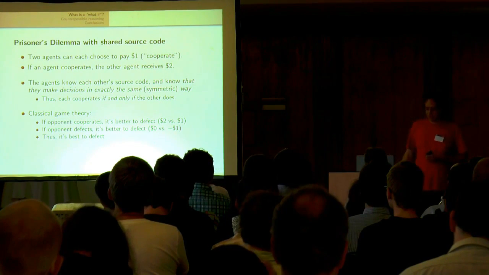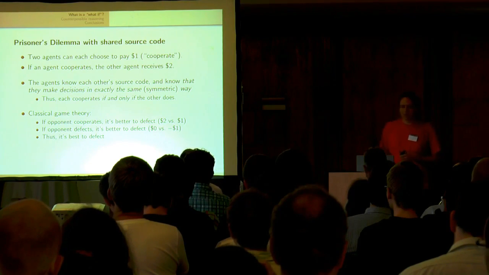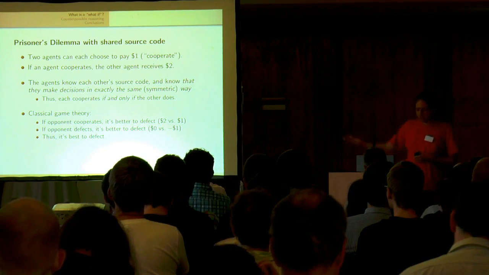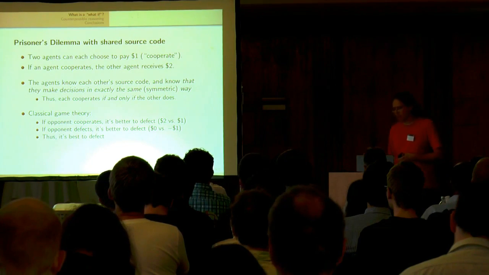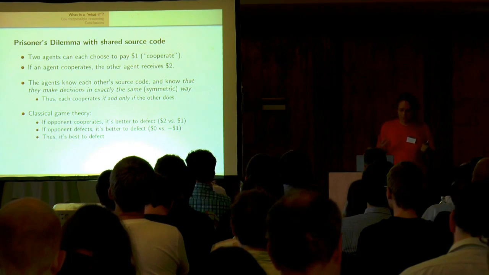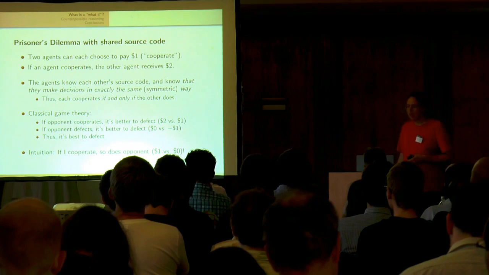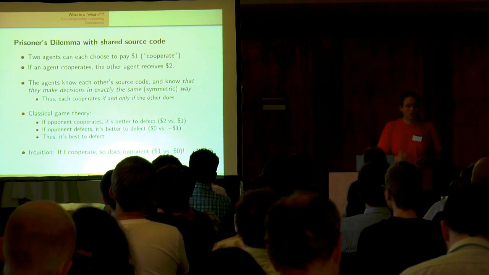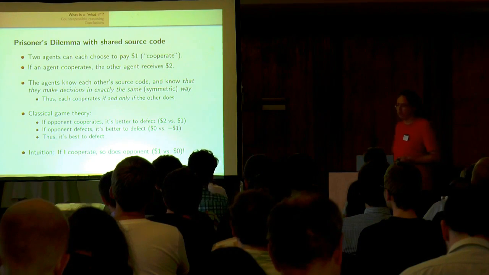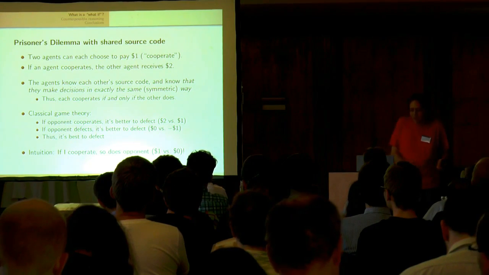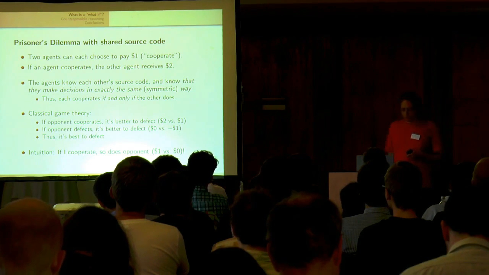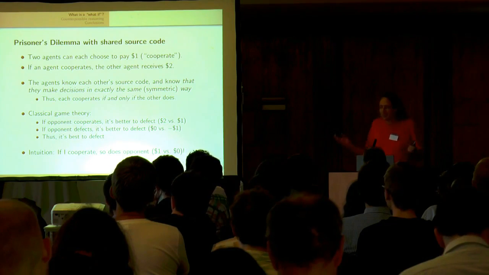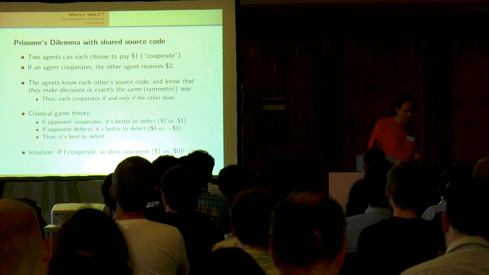But classical game theorists conclude: if my opponent cooperates, it's better for me to defect, and then I get $2 instead of $1. If my opponent defects, it's also better for me to defect, since I get $0 instead of paying $1. So it's better to defect. But intuitively, if we know that my opponent is going to do exactly the same thing as I am going to do, then I should reason that if I'm going to cooperate, so does my opponent. We at least find that line of reasoning pretty compelling.